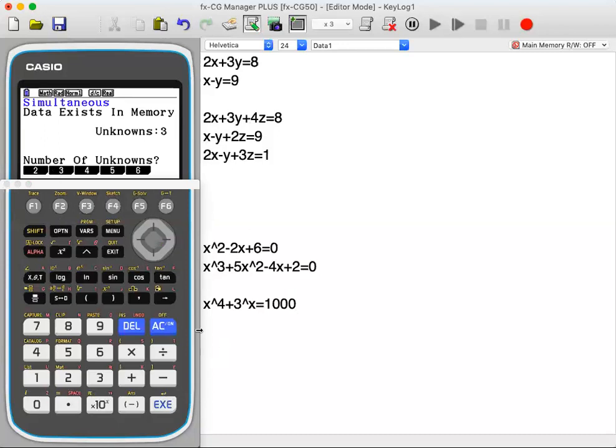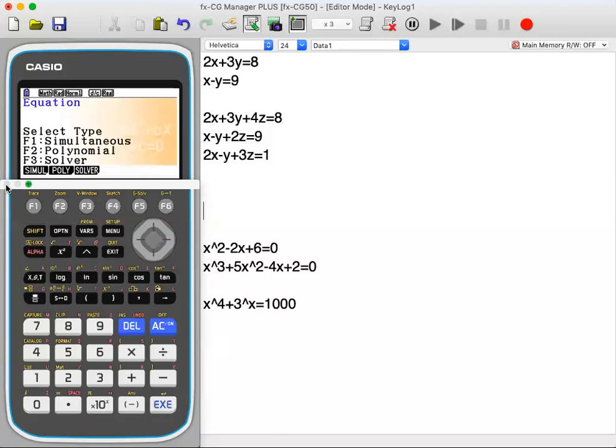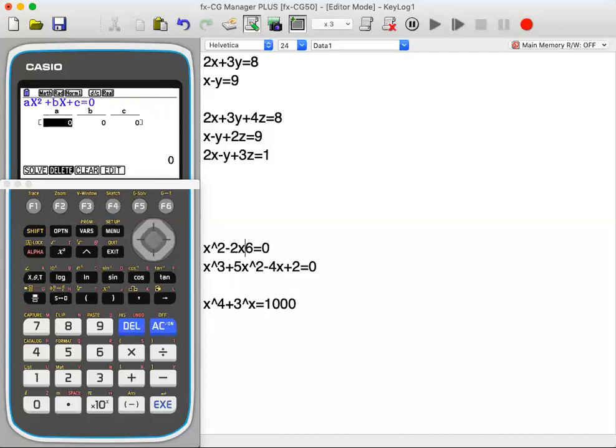Now coming to the quadratics, you're going to press this button, which is polynomials. So press F2. Now it asks you whether you want to solve degree 2 or degree 3. I want to solve a quadratic, which is of degree 2. So for degree 2, you press F1 and it opens up a standard quadratic form. Let's say I want to solve x squared minus 2x minus 6 equals 0.